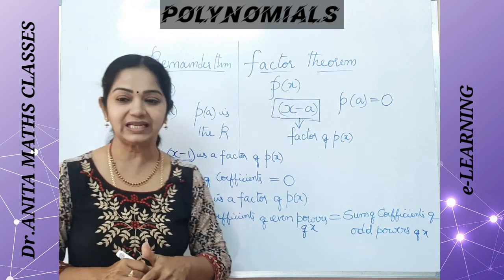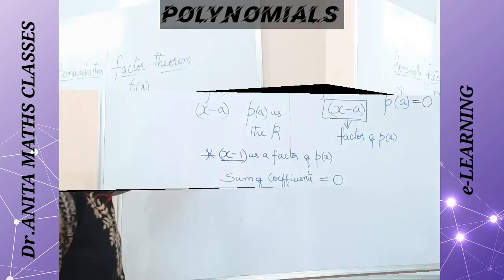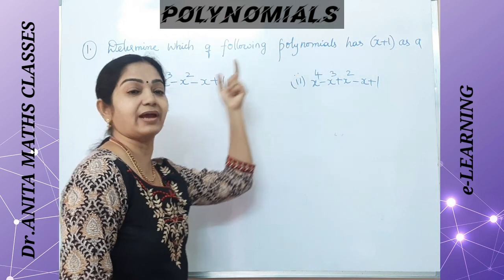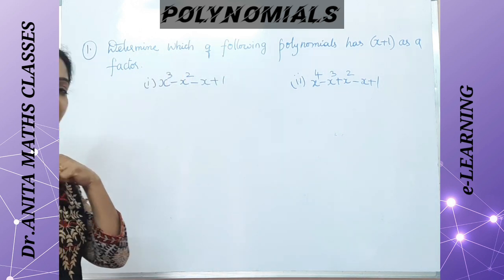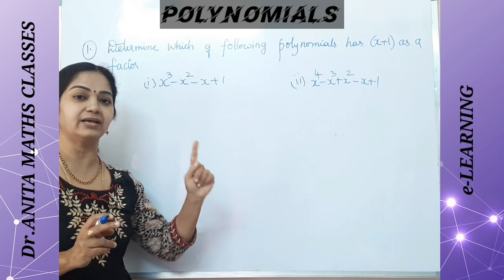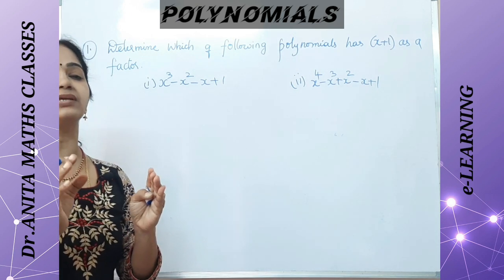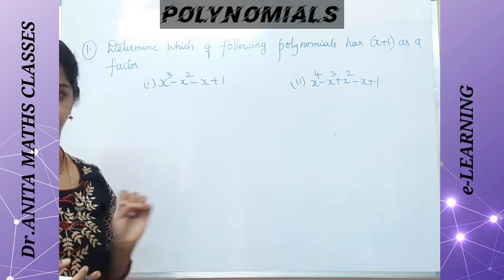Now let's quickly start our exercise problem. We have to determine whether these polynomials have a factor of x plus 1. Now we know two conditions. One condition is that if the sum of the coefficients is equal to 0, then we say that x minus 1 is a factor.